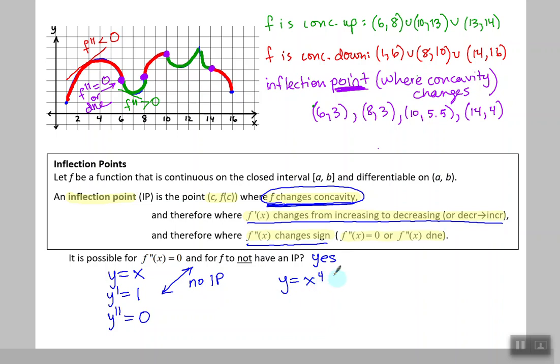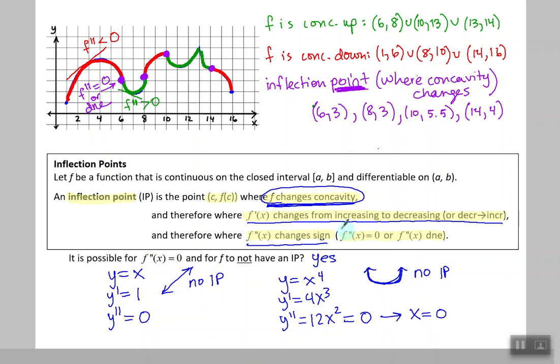Let's take y equals x to the fourth. Do we know what that looks like? Kind of like a flattened out parabola. Again, no inflection points. This graph is entirely concave up. But I take the first derivative, 4x cubed. I take the second derivative, 12x squared, and I can set the second derivative equal to 0 and find an x value where that happens, at x equals 0. Yet again, there are no inflection points because concavity of this function never changes.